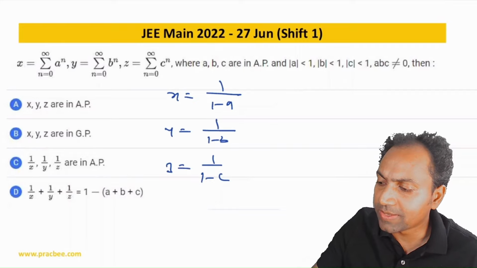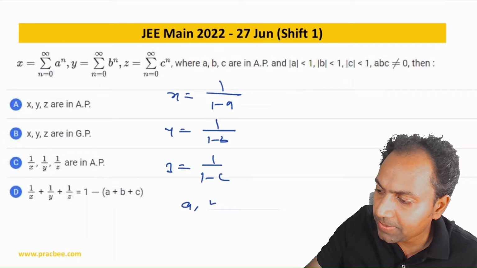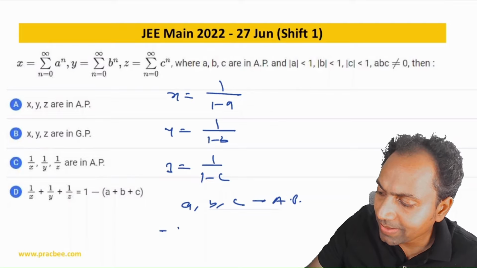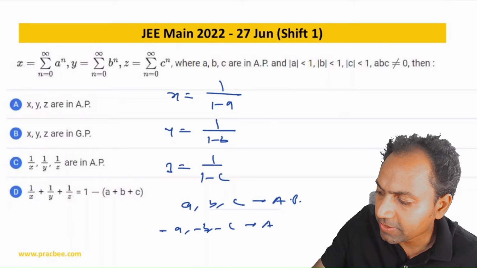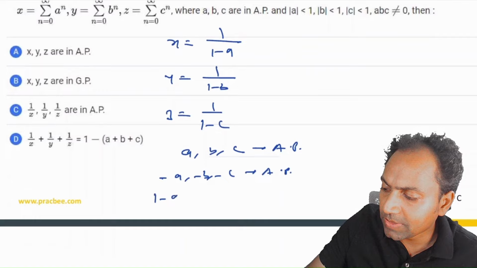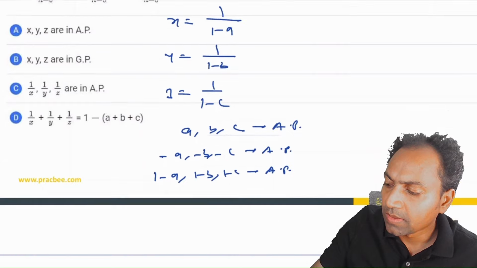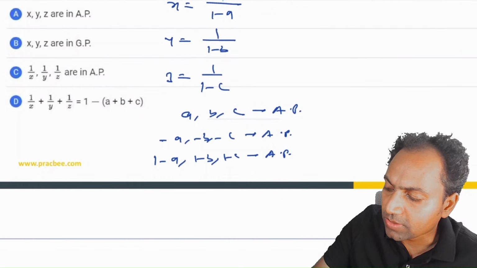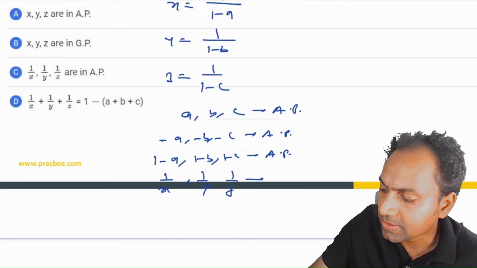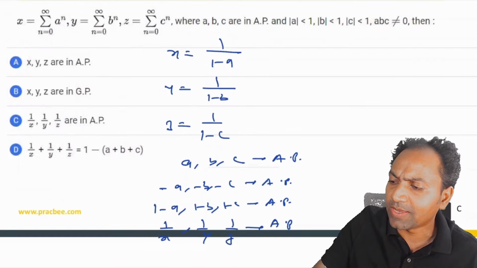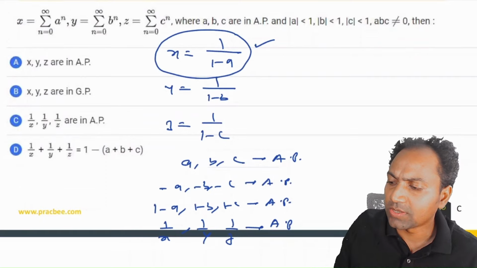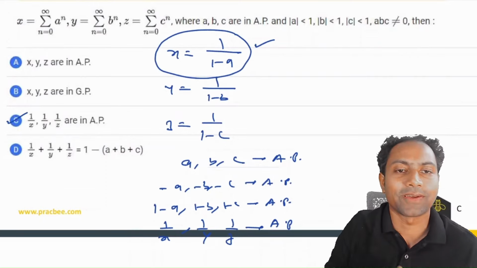So now what we can say is, see, if A, B, and C are in arithmetic progression, then minus A, minus B, and minus C will also be in arithmetic progression. So if I am taking 1 minus A, 1 minus B, and 1 minus C, this will also be in arithmetic progression. And now if I take their reciprocal, since this is equal to 1 by X, 1 by X, 1 by Y, and 1 by Z will also be in arithmetic progression. So I have taken this 1 by A as 1 by X using the first equation, second equation, third equation. So C option becomes correct.